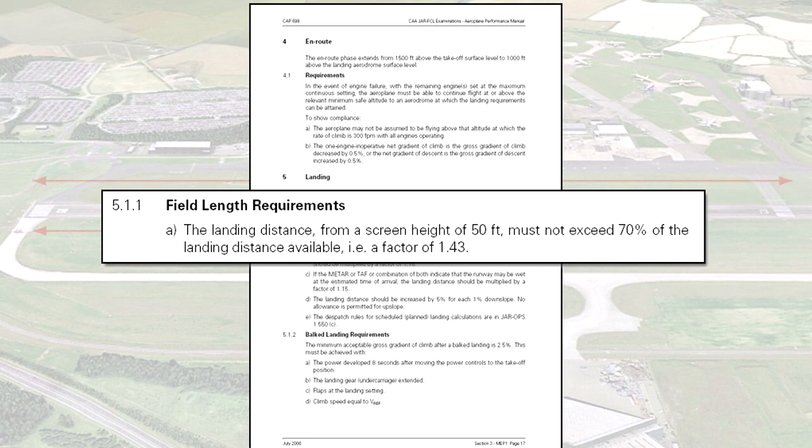Having discussed the regulation requirements, detailing the maximum landing distance that must be available at a destination airfield or alternate airfield, we will now examine in detail the regulations governing how the landing distance is calculated given non-standard conditions.